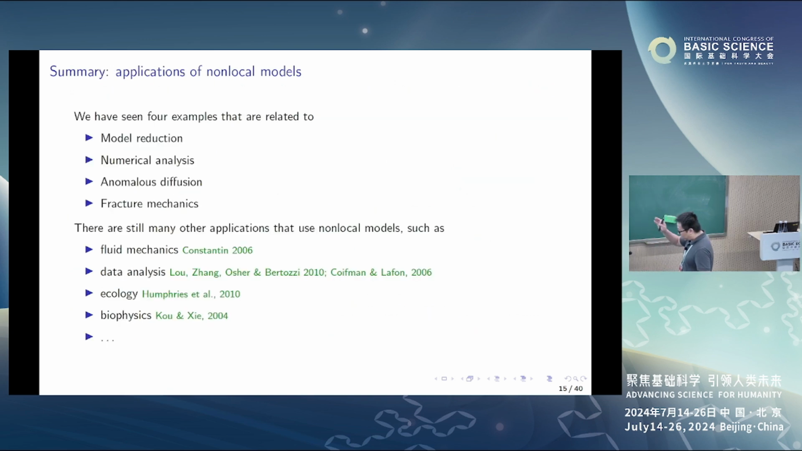So up to now, I gave you some examples using nonlocal models, including model reduction or numerical analysis, anomalous diffusion, and fracture mechanics. And there are also other applications, okay, I list here. So hopefully I can convince you, right, that nonlocal models are both common and quite useful, right?